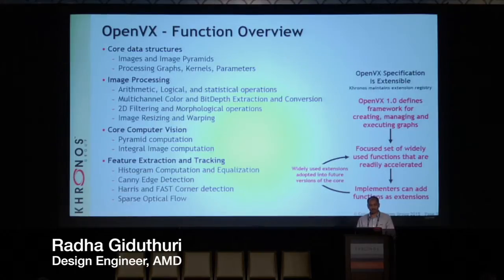And two data structures that stand out in OpenVX are pyramids and the integral image. Pyramids are extensively used in computer vision algorithms. Think about an image getting scaled down successively. To improve performance, you perform operations at the low resolution and then successively go up, scaling the operations. Another one is the integral image, which gets used in object detection kind of algorithms.